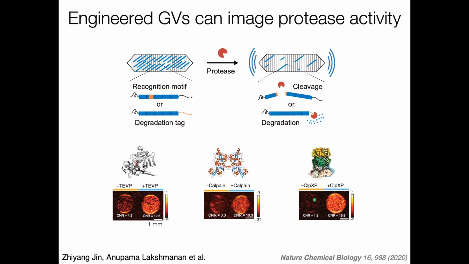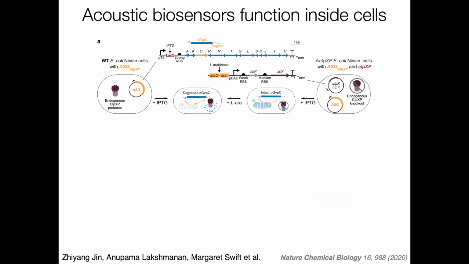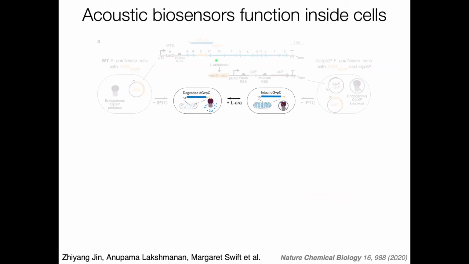And this works also inside cells and in vivo. So we developed a system. Don't worry about all the details here. All you need to know is that we have cells where by giving this molecule arabinose, we're turning on this protease. Okay, so when we do that, we expect to see a turning on of ultrasound signal. And the entire system is now expressed inside the cell.